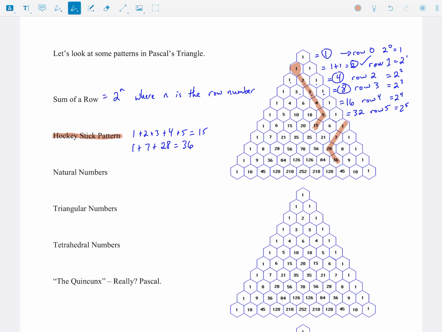Get out. All right, pause the video. Find a couple other hockey stick patterns to make sure you're recognizing this one. It's cool. I like it very much.